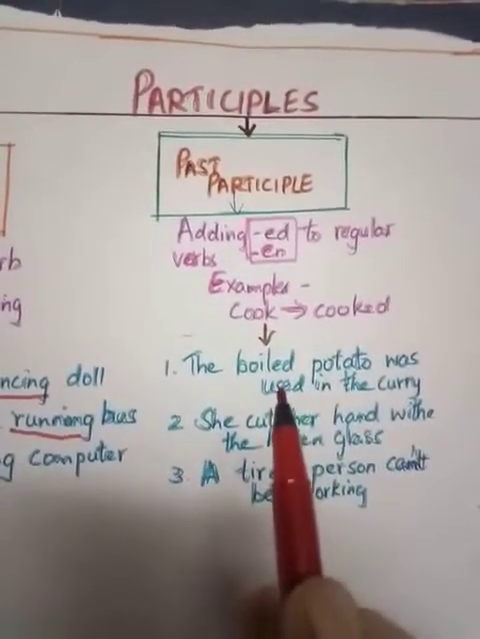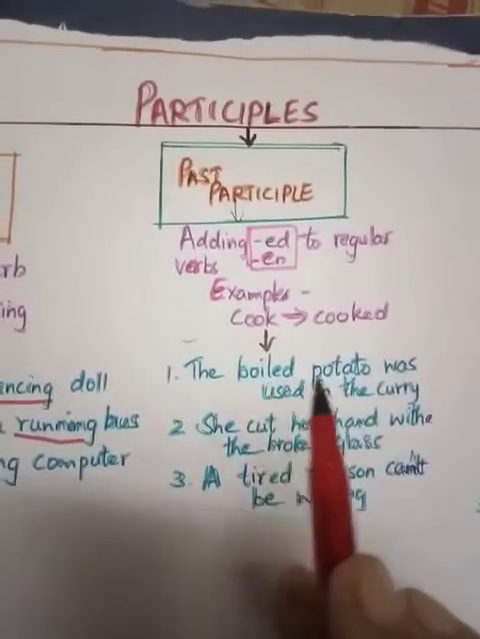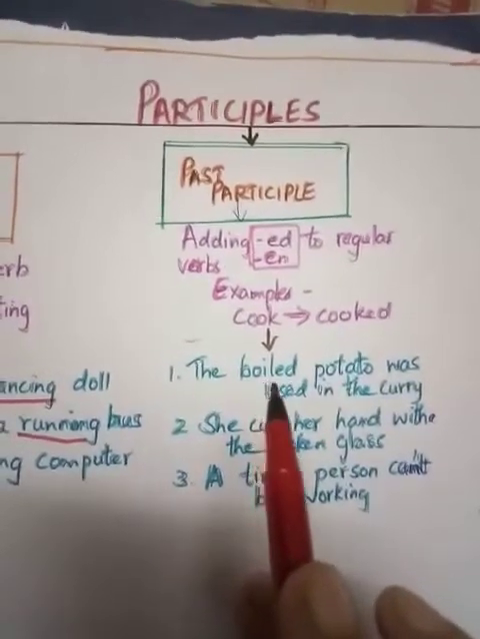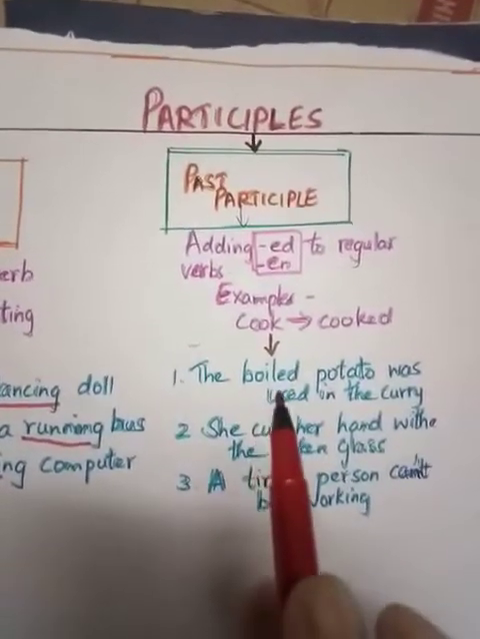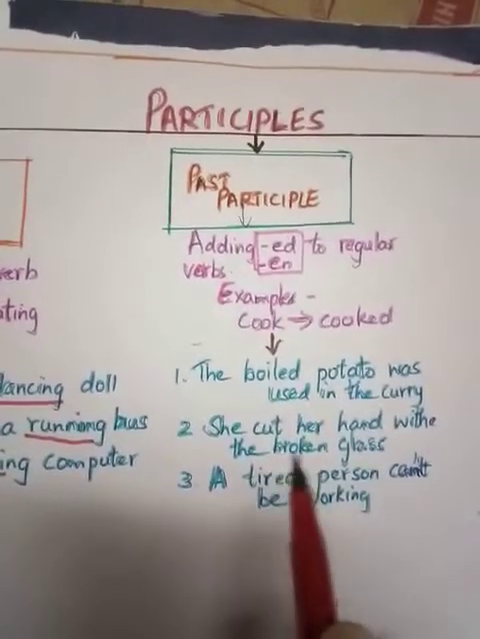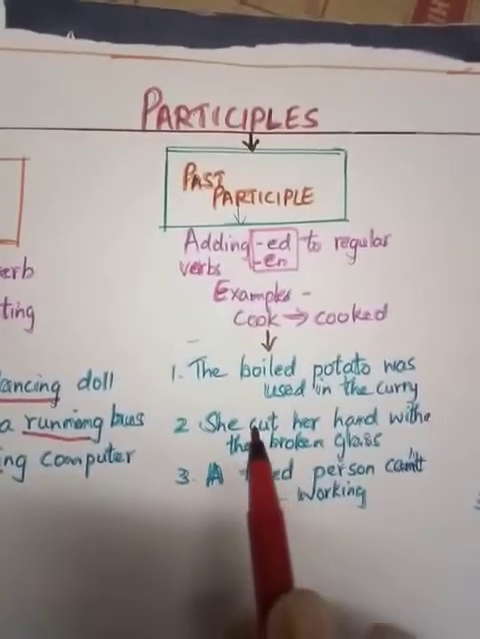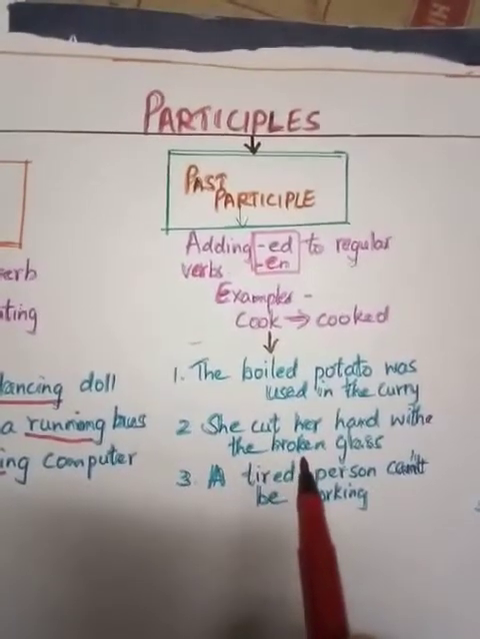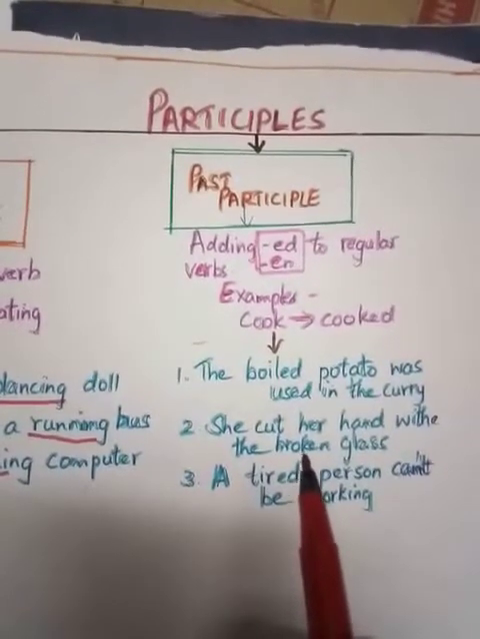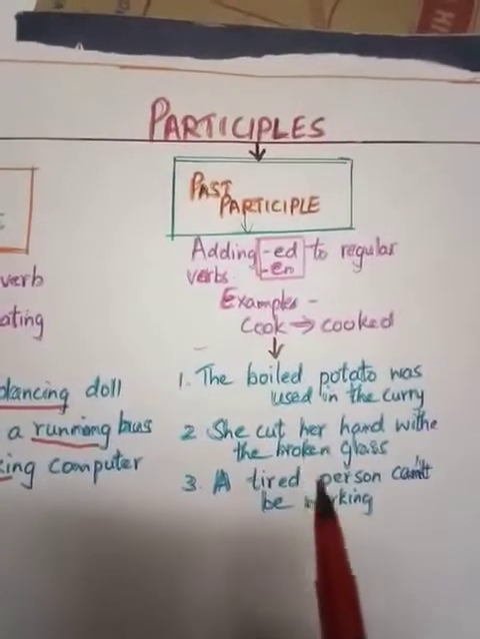Now the main verb was used. The main verb here is used. And in boiled potato, the word boiled is the past participle, and it ends with ed or en. Can you see here the broken glass? She cut her hand with the broken glass. So cut is the main verb here and the past participle is broken. So it is not the main verb in the sentence, again you see. It is ending with en or ed.